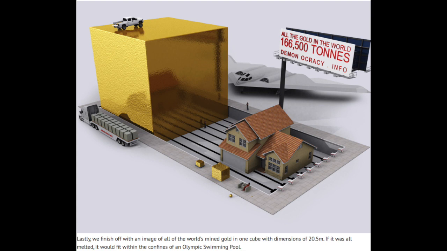So, according to the diagram here. But I kind of have a feeling that they might be off there. I've always heard that it was like 1.5 or 2 swimming pools, 2 Olympic swimming pools if they were molten. But there you go. That's a neat visual image there. Giant cube of gold. All the gold ever mined.